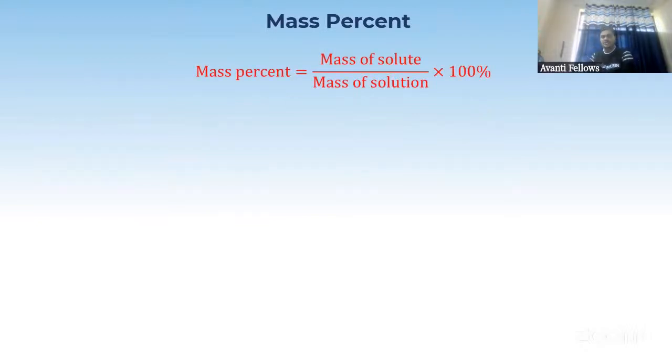Now, let's see the first one, that is mass percentage. So, what is mass percent? Mass percent is equal to mass of solute divided by mass of solution into 100, right? How will you find the mass percentage? The formula for finding mass percent is mass of the solute divided by mass of the solution into 100%. So, this is the way to find the mass percent.